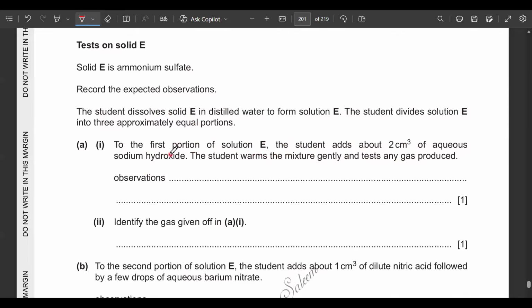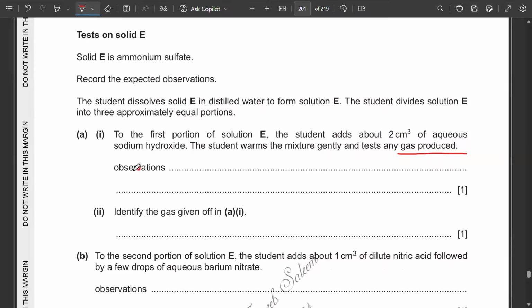Okay, the student has used sodium hydroxide with the ammonium sulfate. By warming, a gas is produced. What will be the observation for this gas? They have definitely stated that a gas is produced. We have to give observations of the gas.